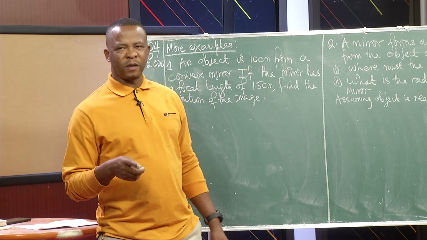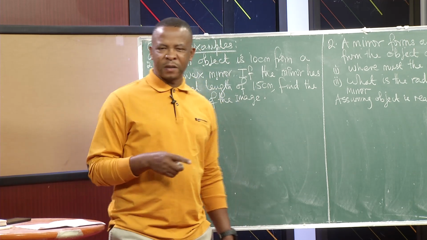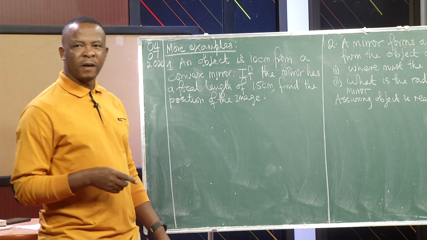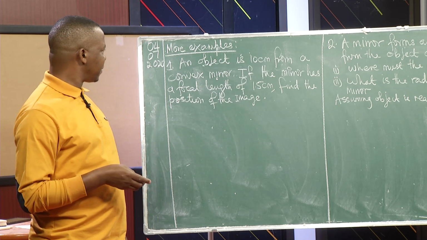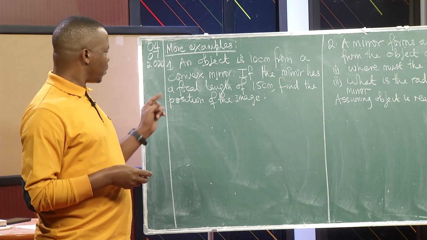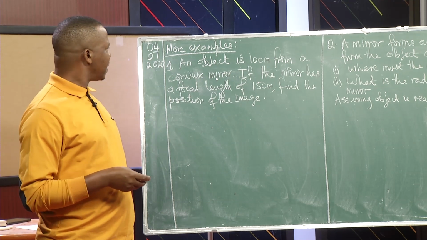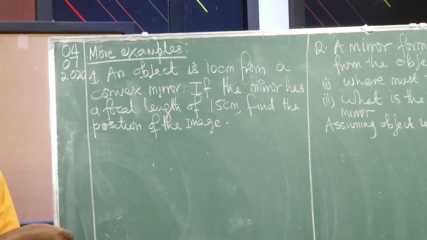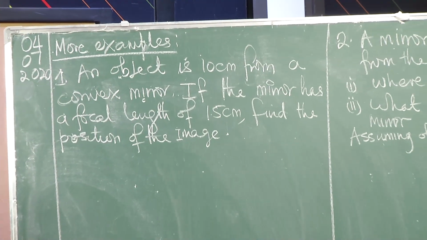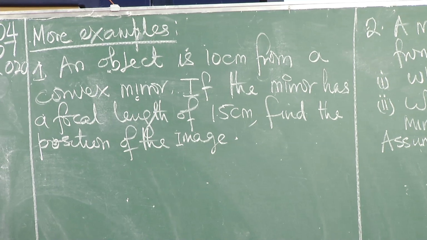We shall start with a few examples that are already on board. I'll request that you capture them. We shall start with number 1. Number 1 says that an object is 10 centimeters from a convex mirror. It is a basic, simple question.